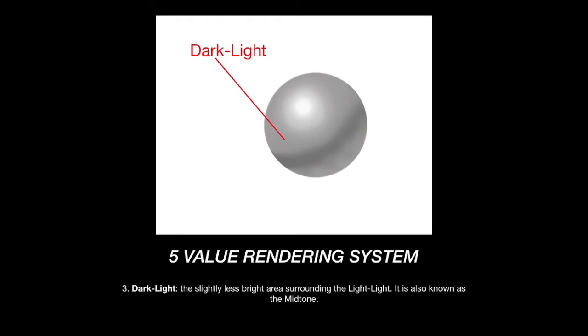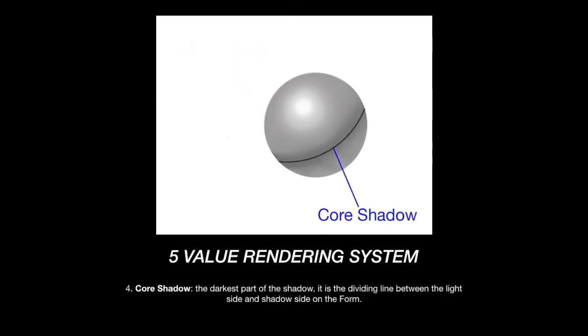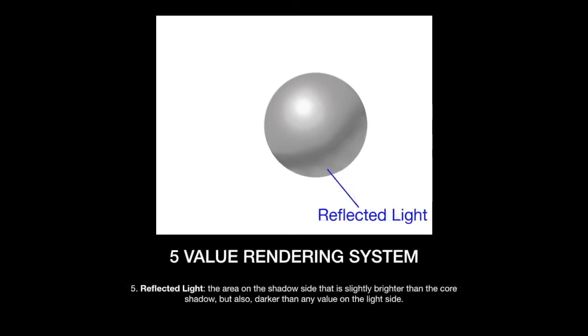Number 3. Dark light. The slightly less bright area surrounding the light. It is also known as the midtone. Number 4. Core shadow. The darkest part of the shadow. It is the dividing line between the light side and the shadow side on the form. Number 5. Reflected light. The area on the shadow side that is slightly brighter than the core shadow, but also darker than any value on the light side.